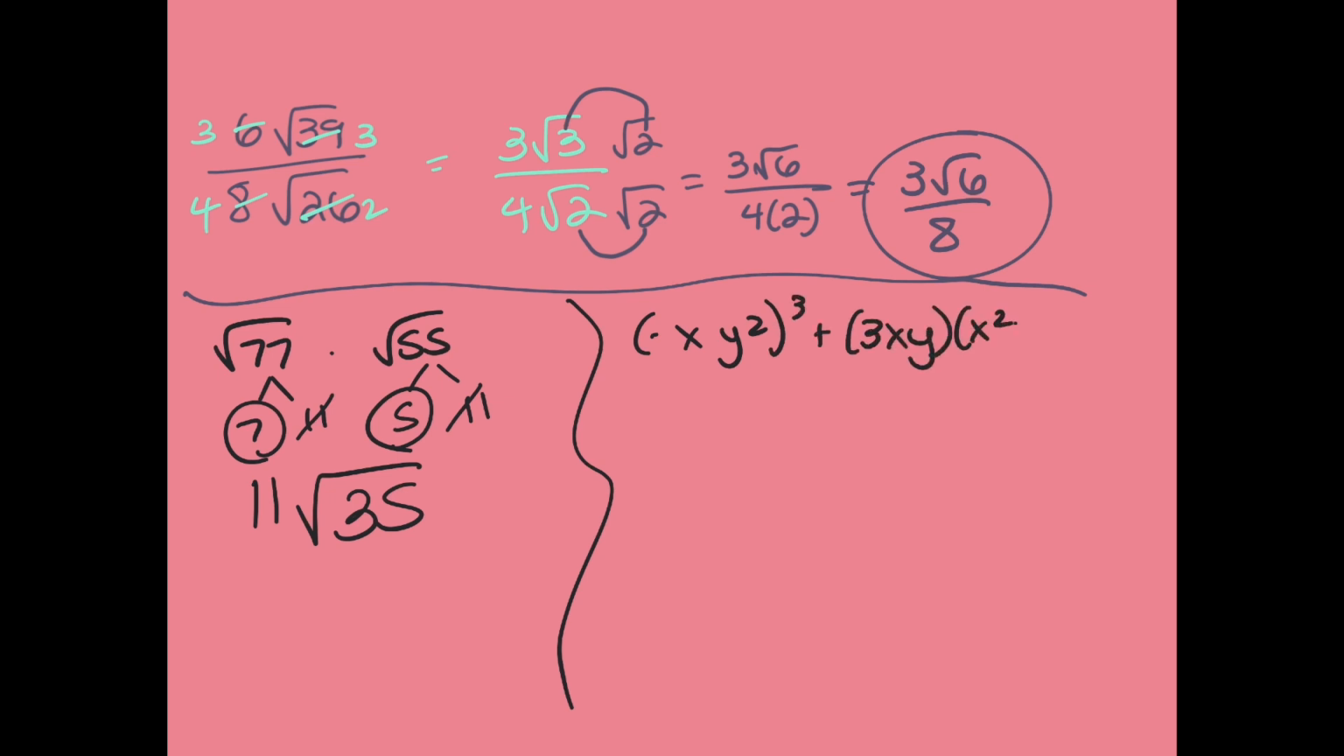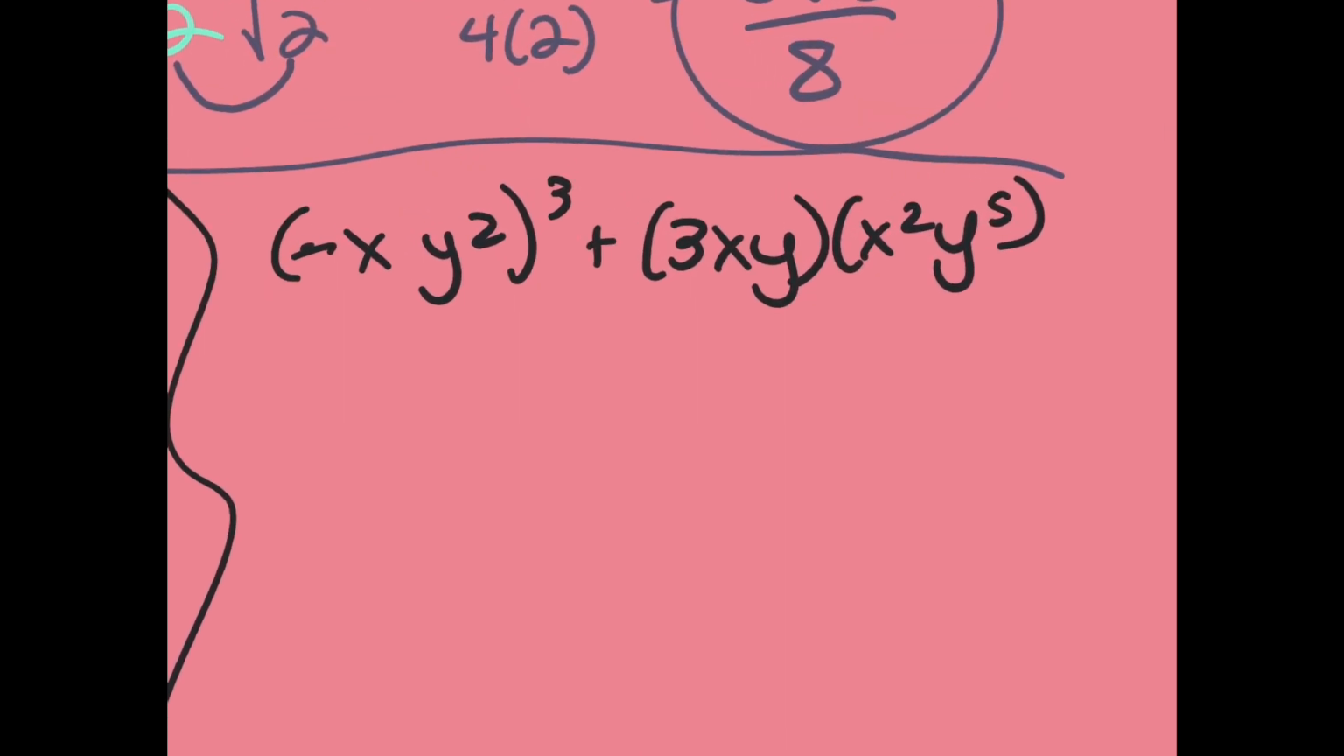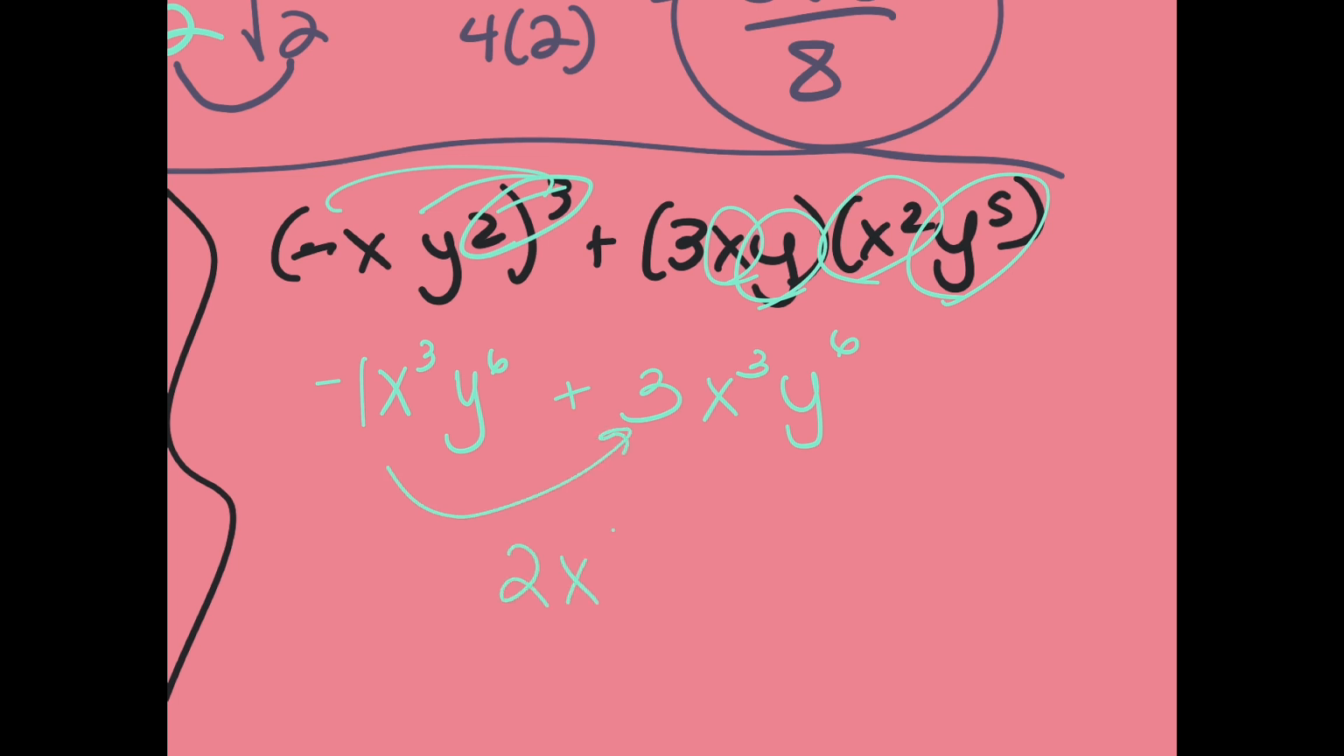Negative xy squared to the 3rd and 3xy times x squared y to the 5th. You distribute the cube. So negative 1 times negative 1 times negative 1 is negative 1. X to the 3rd becomes x to the 3rd. Y to the 2nd raised to the 3rd is y to the 6th. Then 3 gets multiplied by the 1 that's on the front of the x, which would be 3. X times x squared is x to the 3rd, and y times y to the 5th is y to the 6th. Now these are like terms because both are the same variables with the same exponents. Negative 1 plus 3 would result in 2, x to the 3rd, y to the 6th.